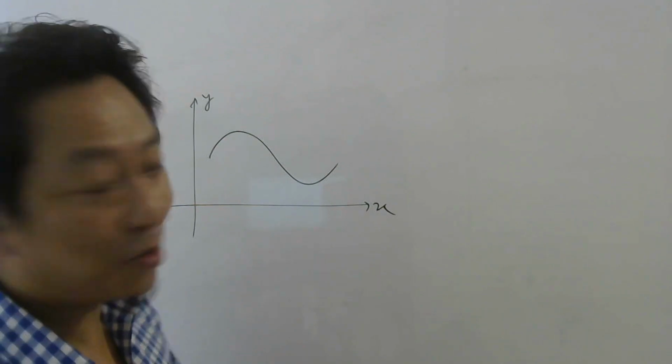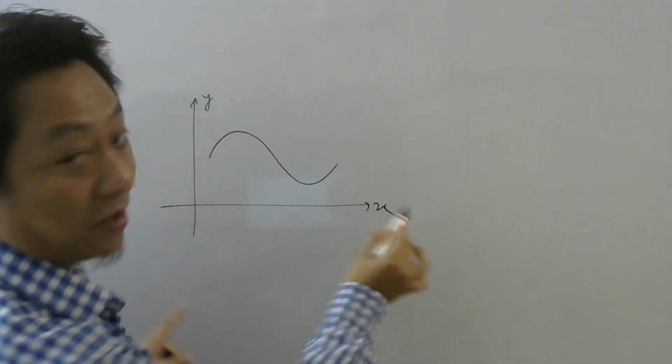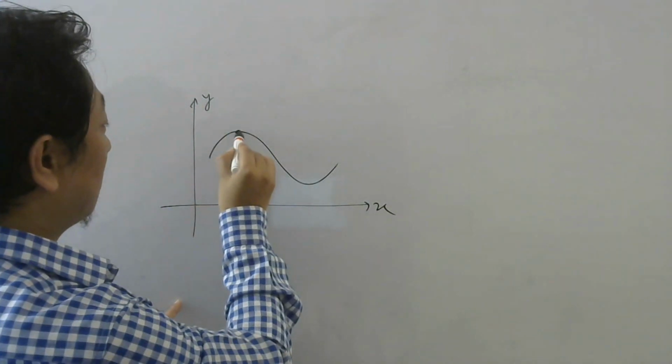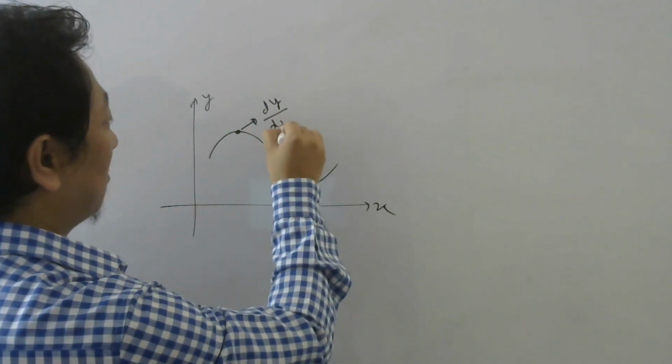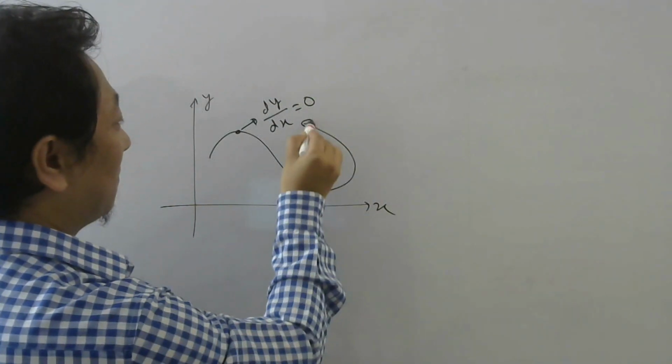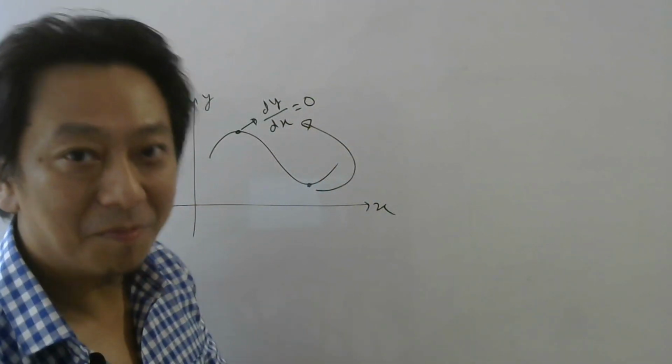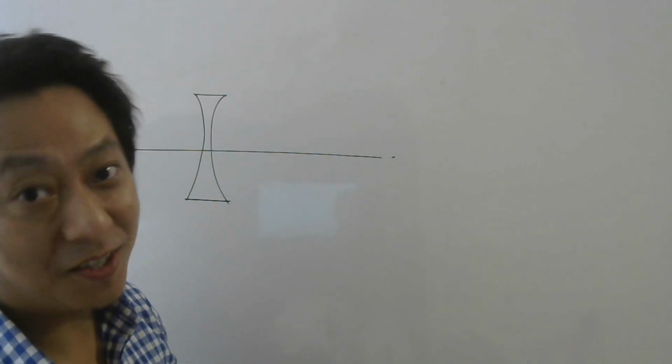The other thing you should know is that whenever a function y of x has a maximum or minimum, at those points dy by dx must be 0. So this is the concept of maxima and minima. Now let's come back to the original question.